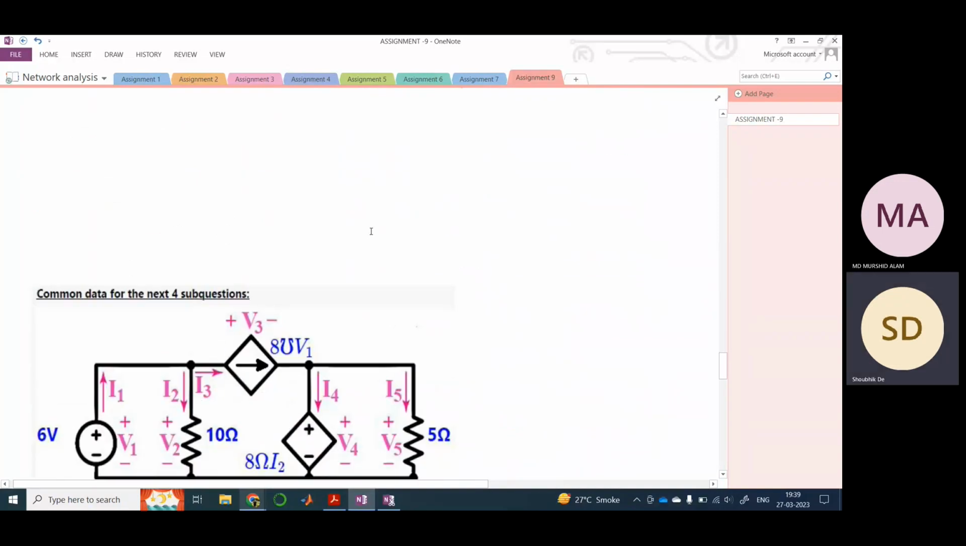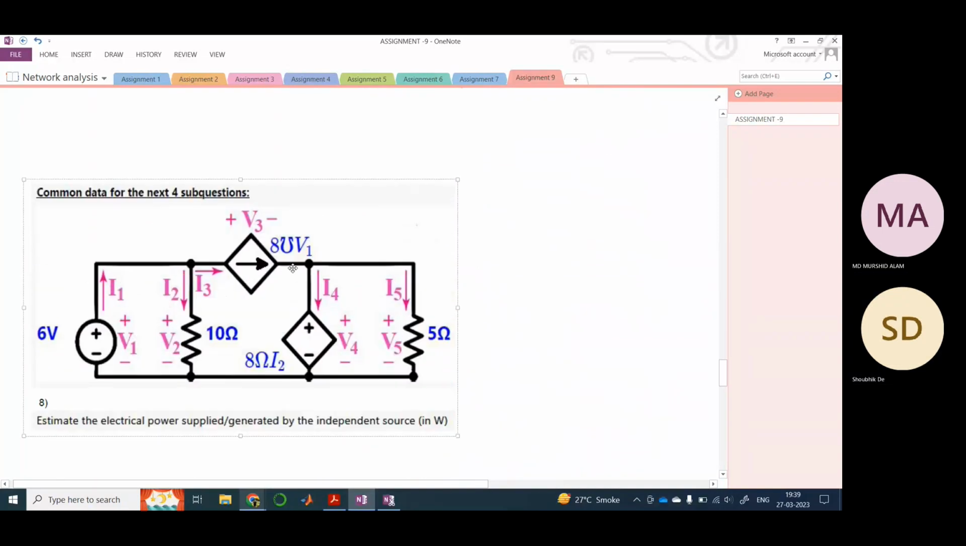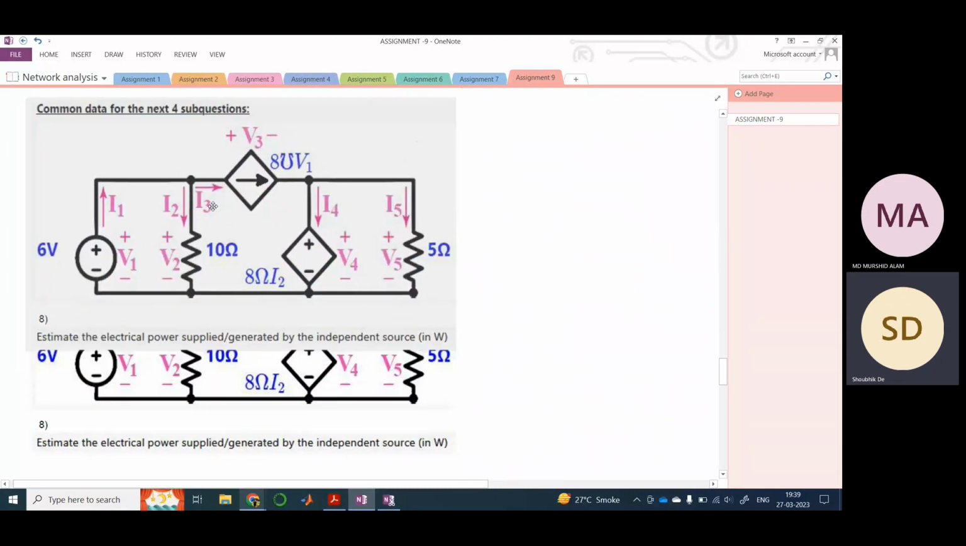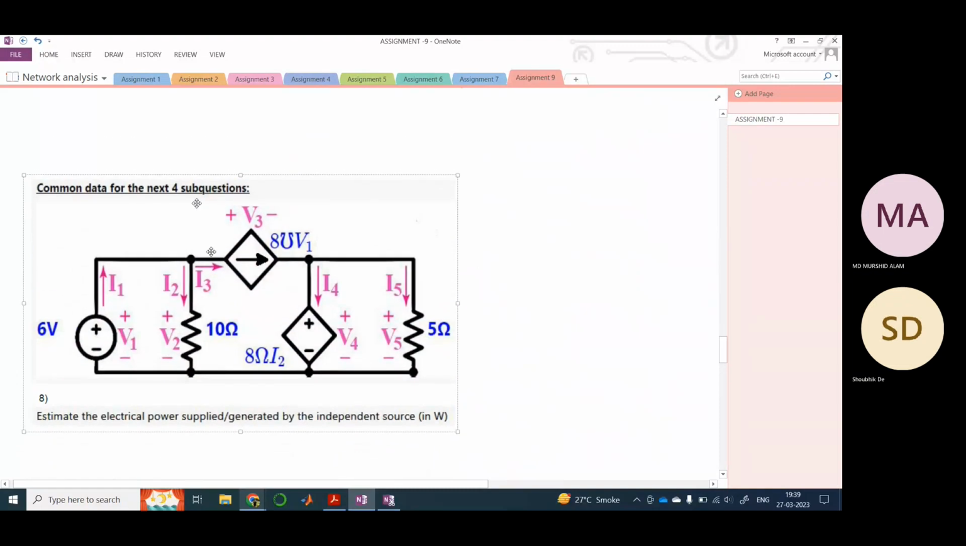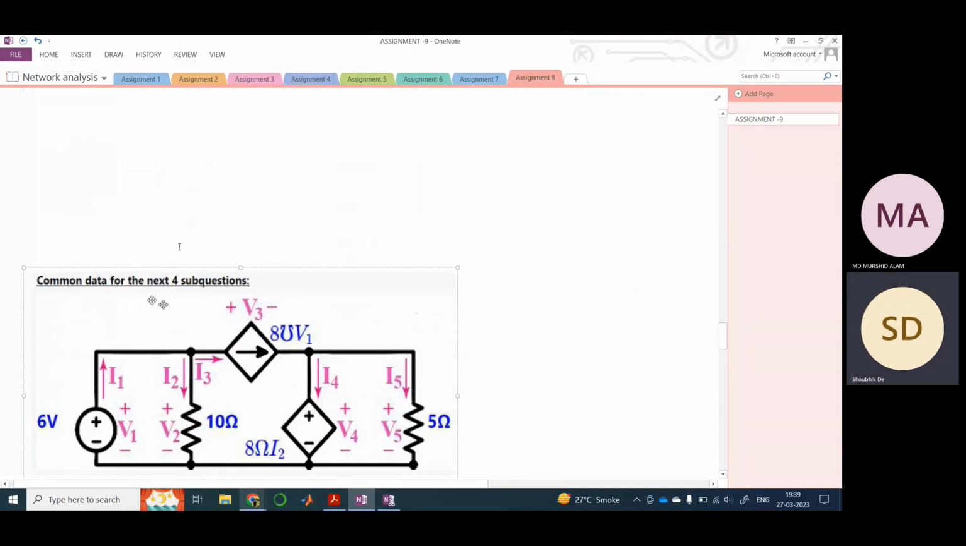So now let us solve the last part. So this has 4 questions and this circuit is pretty complex. Let me just pull it upwards.